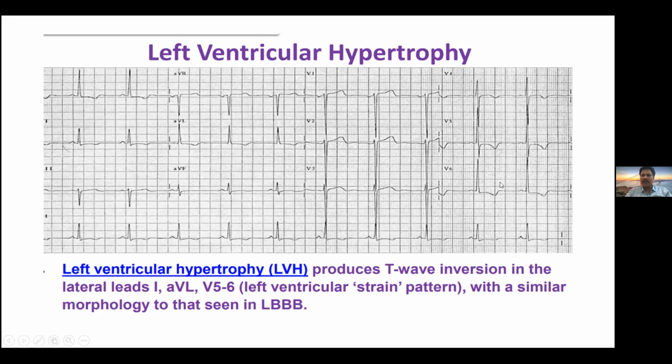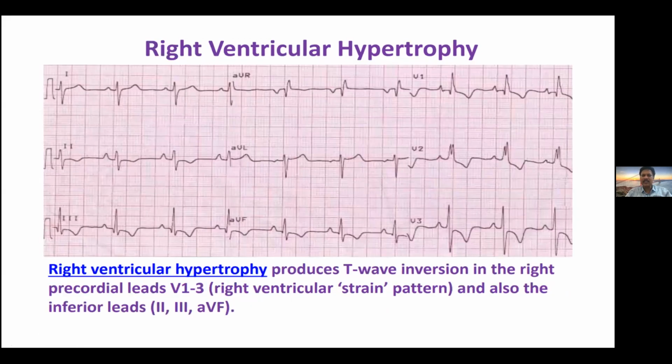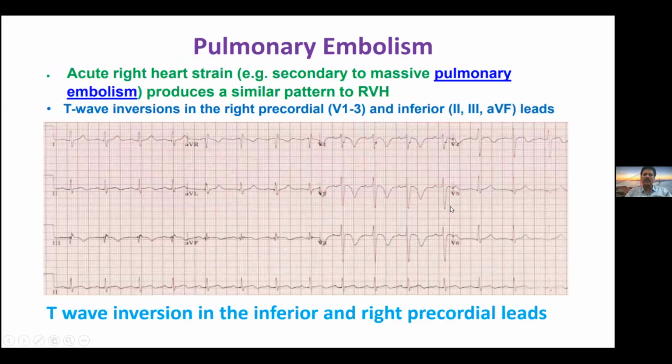Here again, you find there is an asymmetrical T wave inversion. That means it is not likely to be ischemic. Most of the time, it is secondary STT changes due to hypertrophy. Similarly, in right ventricular hypertrophy, you find there is STT depression which is happening, asymmetrical, secondary to the hypertrophy. You find this.